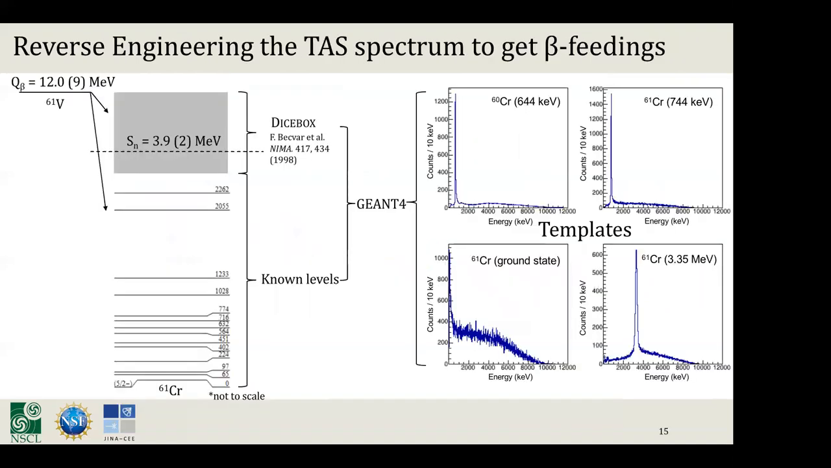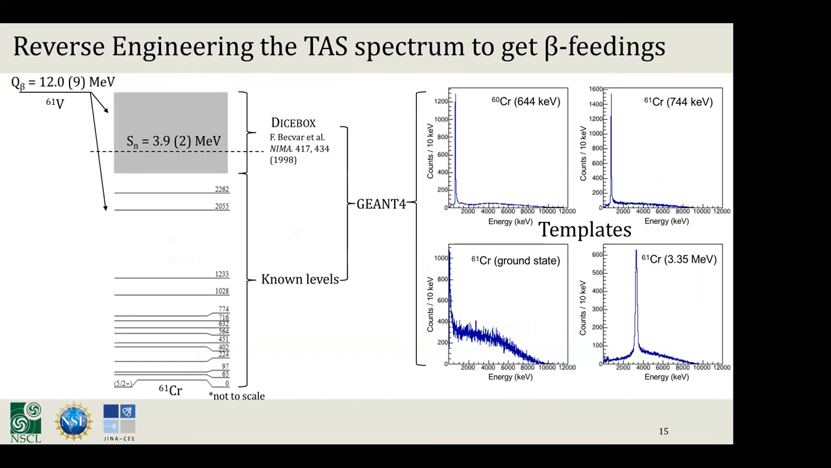So now that we have the TAS spectrum, the idea is that you need to reverse engineer the TAS spectrum to get the beta feedings. For the levels that are known, we can simply do GEANT simulations based on the gamma branchings. So for these levels under 2.26 MeV, these are previously known levels reported also by an NSCL group, Scott's Heda, in 2014. And above that, we use this statistical software called DICEBOX, to essentially model what the quasi-continuum looks like.